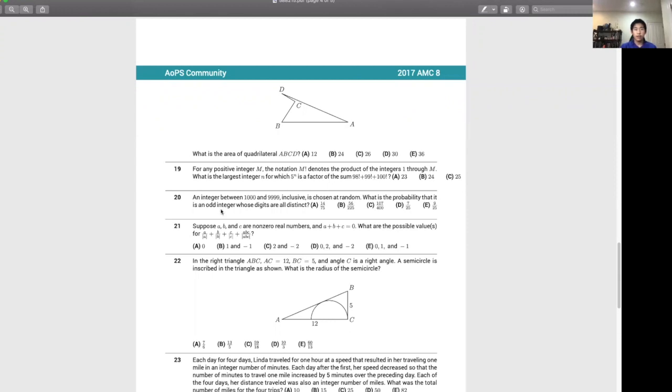We have that an integer between 1000 and 9999 inclusive is chosen at random. We want the probability that it's an odd integer whose digits are all distinct. So an integer between 1000 and 9999, that's all the 4-digit numbers. We have 4 spots, 4 numbers. We also know that it has to have all digits distinct and be odd.